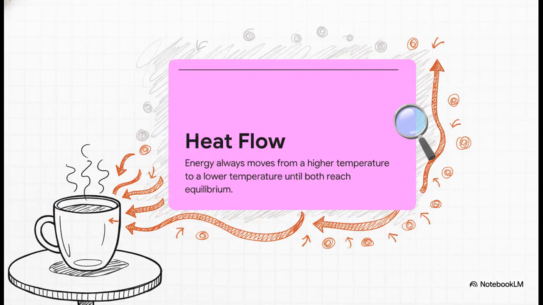Let me give you a perfect example. Picture a hot cup of tea. Its molecules are going absolutely crazy. That's a high temperature. The air in the room is cooler, its molecules are much calmer. So what happens? Energy starts to flow from that hyperactive tea into the calmer air. That flow, that energy in transit, that's heat. And it keeps flowing until the tea and the air are at the exact same temperature. We call that reaching thermal equilibrium.